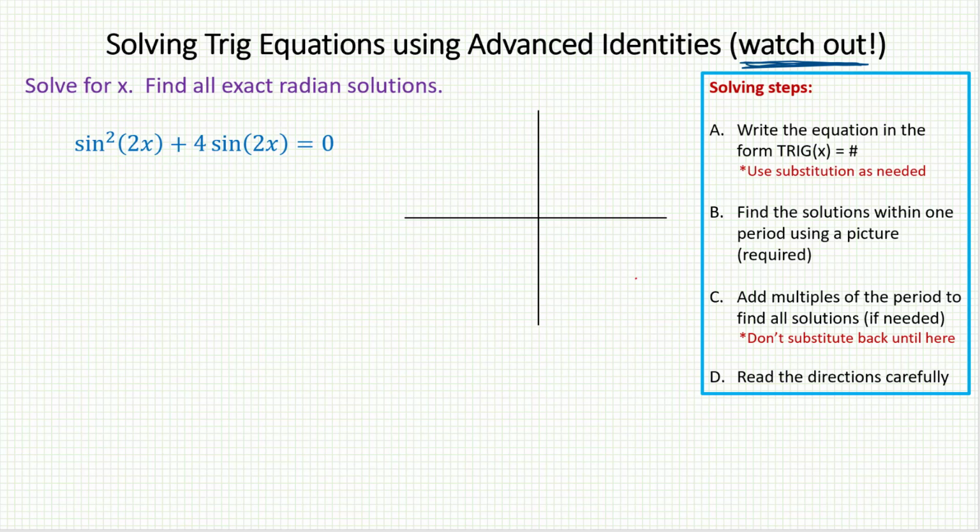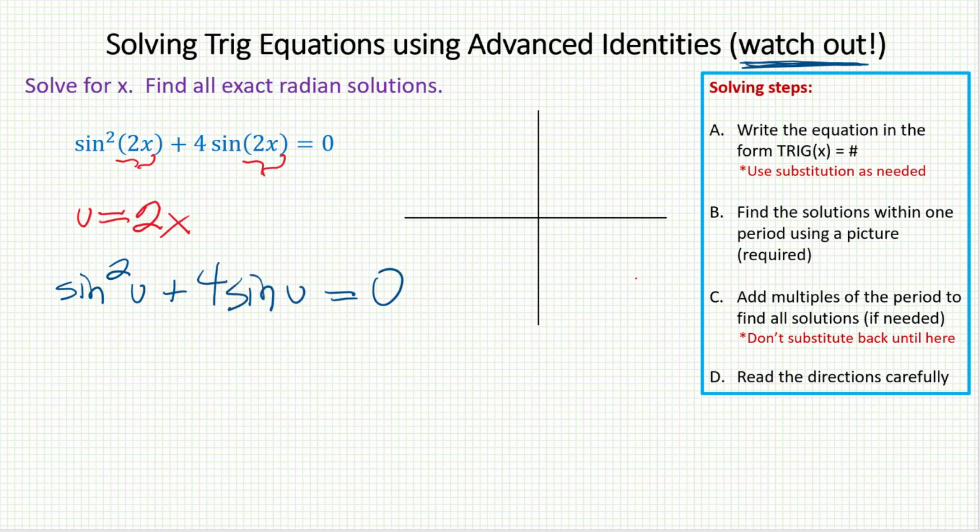Take a look at the equation as a whole. And what you're supposed to notice is that in both cases, the angle that's attached to these trig functions is the same. It's 2x. Well, that means I don't need an identity to get rid of the 2x. I can just use plain old u substitution. In fact, this will be a very easy substitution. As soon as I replace all of the 2x's with a u, I end up with a very simple looking equation. Sine squared u plus 4 sine u equals 0.